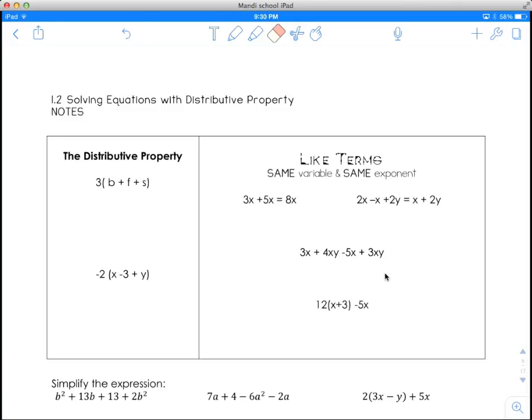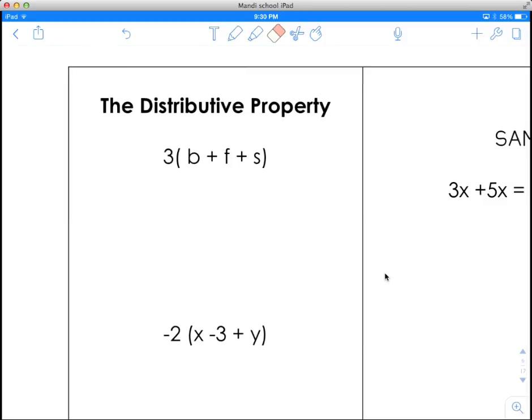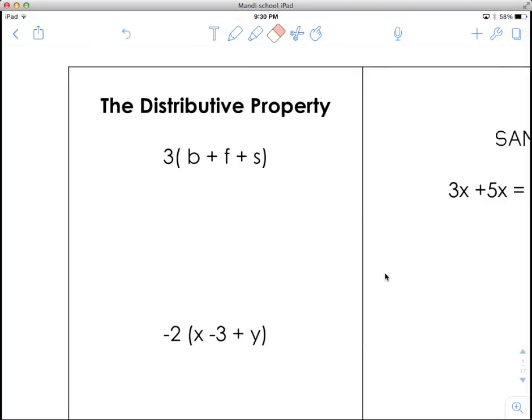This is lesson 1.2, solving equations with the distributive property. Before we start actually solving equations, we need to look at the distributive property and understand exactly what it means to distribute. Distribute is just another name for multiplying across parentheses. You take the coefficient, the one that's in front of the parentheses, and you multiply it to everything on the inside.